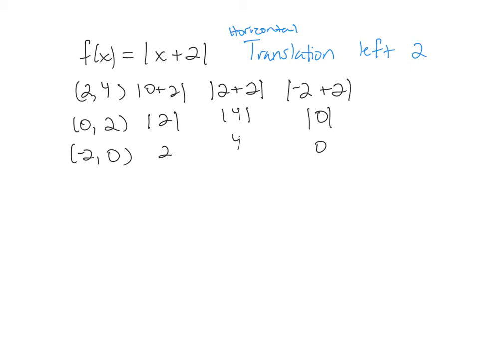Okay, so when I do this, and you're going to notice something that I kind of did on purpose: 2, 4, 0, 2, and negative 2, 2. And it doesn't make a V. Okay? So what that means is that you can tell that it's going down, right? How far does it go down? Where does it go back up to make the V?